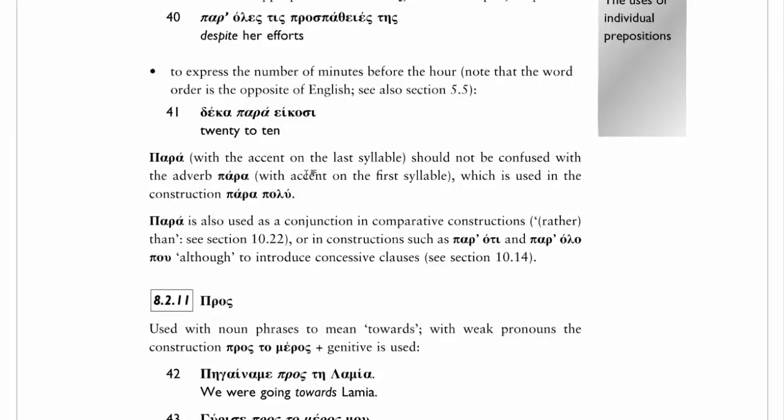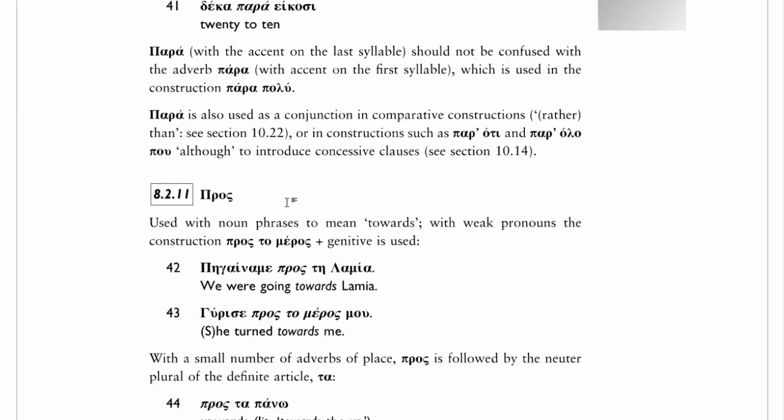Παρά, with the accent on the last syllable, should not be confused with the adverb πάρα, with accent on the first syllable, which is used in the construction πάρα πολύ, so too much or very much. Παρά is also used as a conjunction in comparative constructions, rather than, or in constructions such as παρότι and παρόλο που, although, to introduce a concessive clause. Remember, a concessive clause suggests opposition to the main clause.